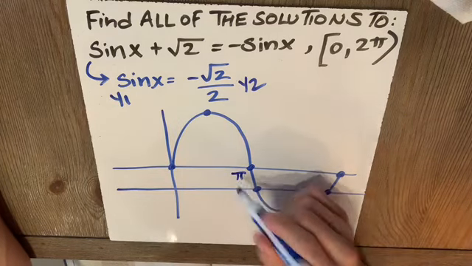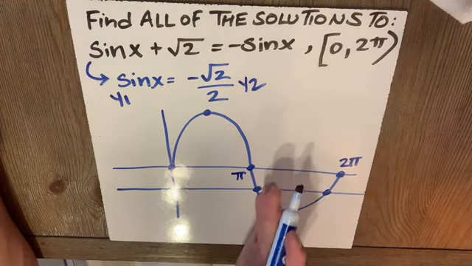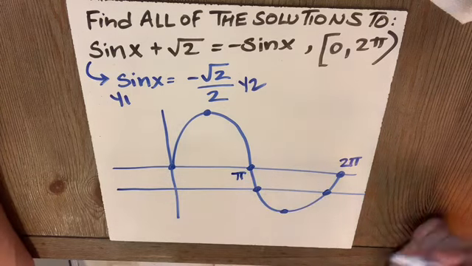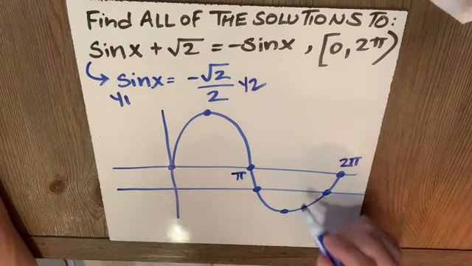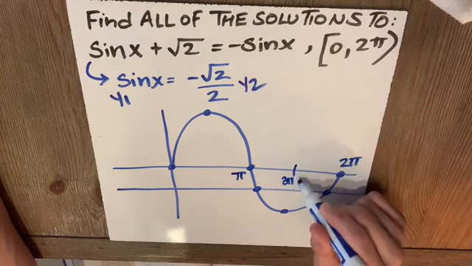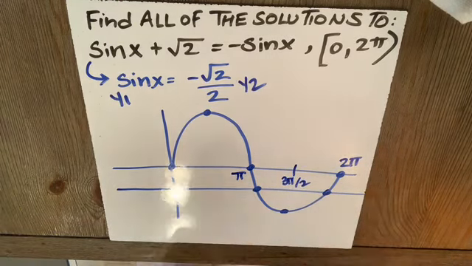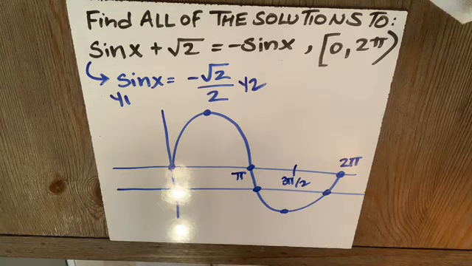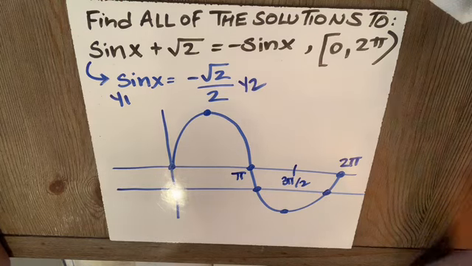Take a look here. Here is pi and here is 2 pi. So I'm expecting two solutions between pi and 2 pi, or in quadrants 3 and 4, because here is 3 pi over 2. So I'm expecting one solution in quadrant 3 and one solution in quadrant 4. Now, that's how you would look at this if you graphed the sine graph. What if we looked at it from the unit circle perspective?